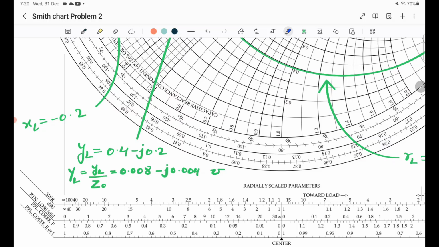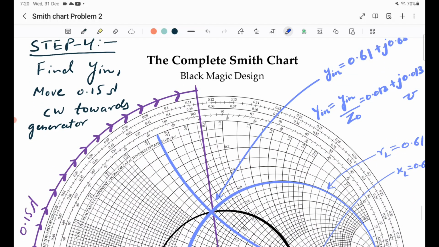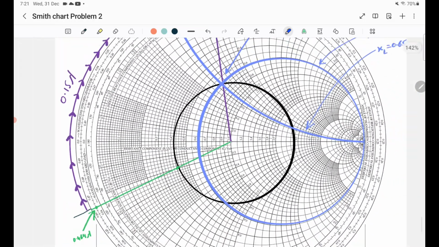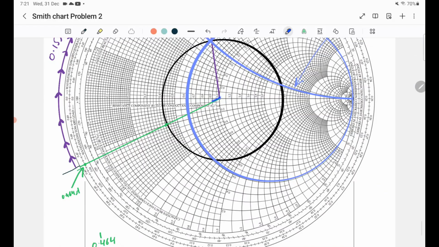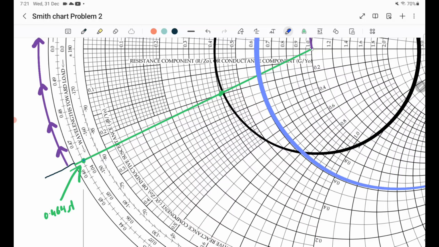Now in order to denormalize the load admittance, you have to divide it by the characteristic impedance Z0. Therefore you find that the value of YL is 0.008 minus j0.004 mho or Siemens. And in step number 4, we have to find YIN, the input admittance, by moving 0.15 lambda in the clockwise direction towards the generator. How can we do that? We can just extend this line all the way up here. It will cut the scale at some point.